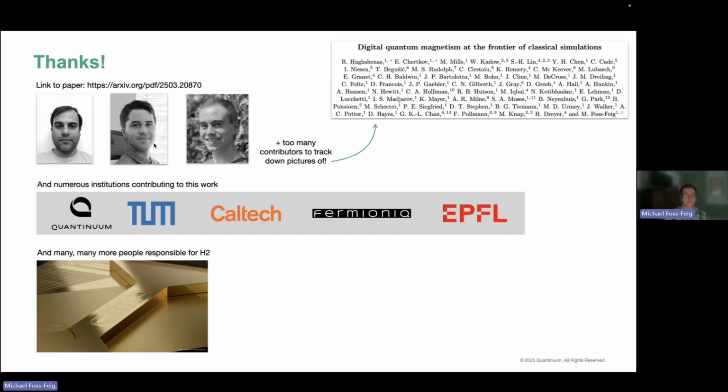The people who did the bulk of the work are shown here. Reza Haghshenas really led the effort to understand how to best use tensor network methods to simulate these quenches. Eli Chertkov really led the effort to optimize all of these error mitigation techniques and optimize the structure of these circuits to make them run as well as possible on H2. Mike Mills was the technical lead of the H2 system while all this data was taken. But there are many more collaborators, more than I could track down pictures for, and also many external institutions that we worked with to get this done. So thanks to all of them, and then of course to many more people.